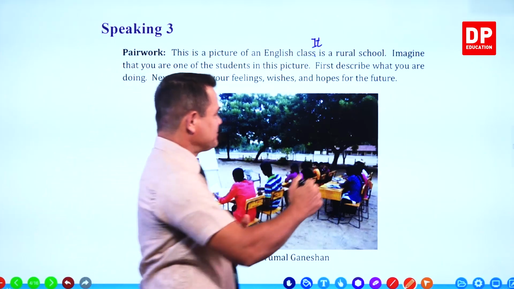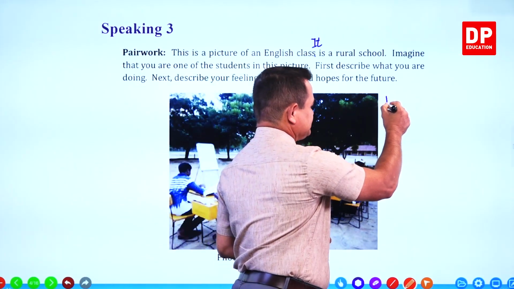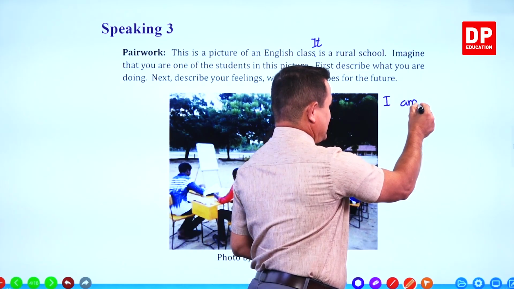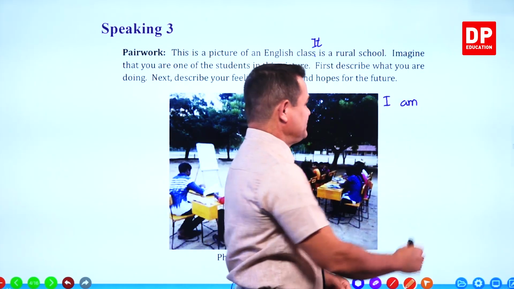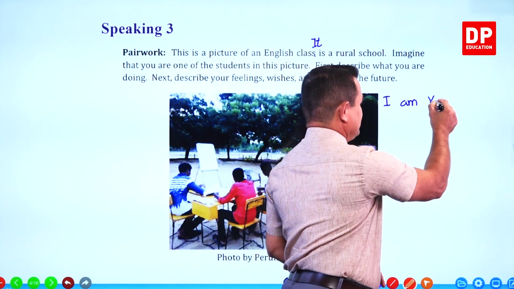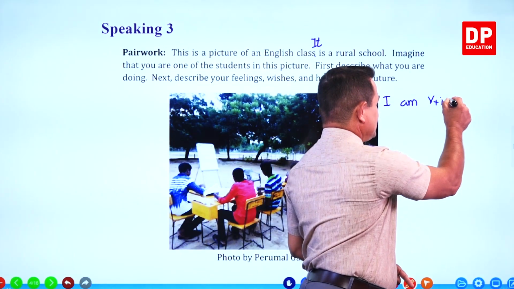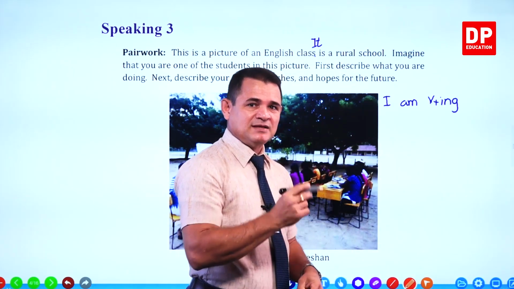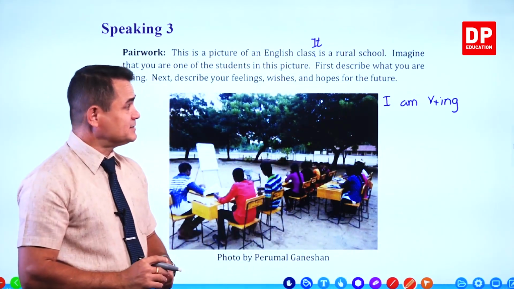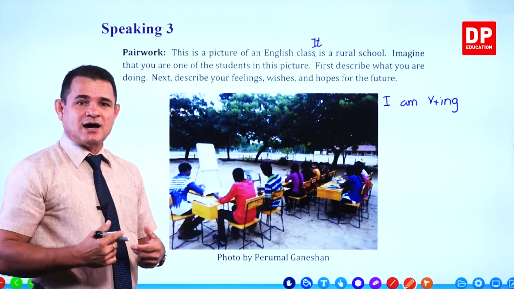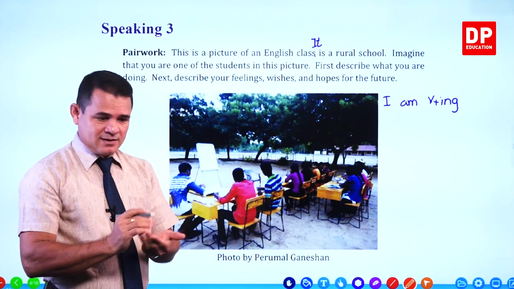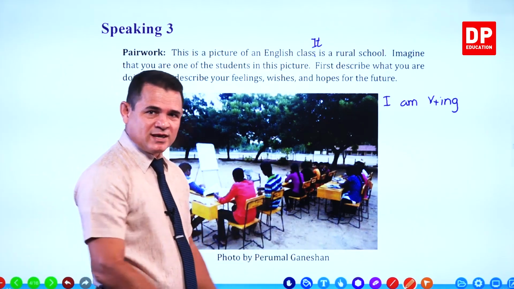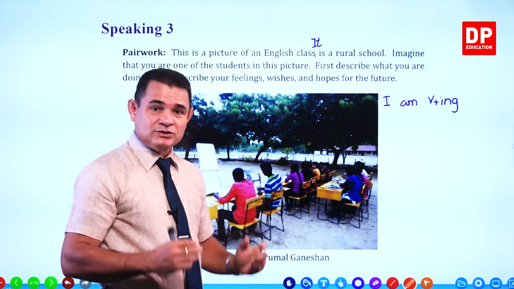I is a be verb. I am plus verb plus ing. Verb plus ing, right? That is present continuous. I am writing. I am reading. I am walking. Likewise, what you are doing.